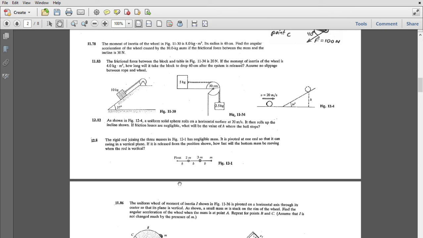plus mg times delta y center of mass, and that will be minus the total m, which is 6m, times delta y center of mass. It's going to have magnitude whatever the x-coordinate of the center of mass of this was. So we put a minus sign out in front of that. That's the change in the potential energy. And then we can solve that equation for omega final.